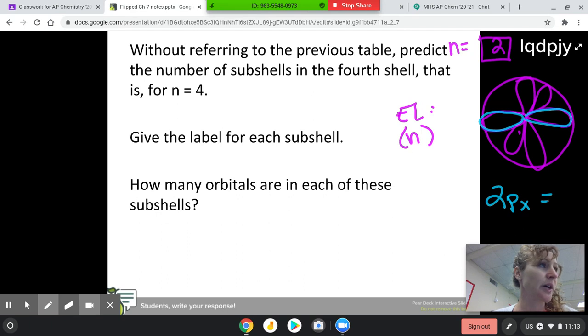Okay, I don't see any other questions. Oh, one more. When it gives us just N, when do we know it's 4S or 4P? You don't.